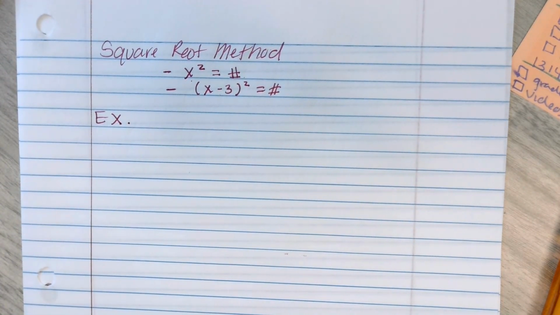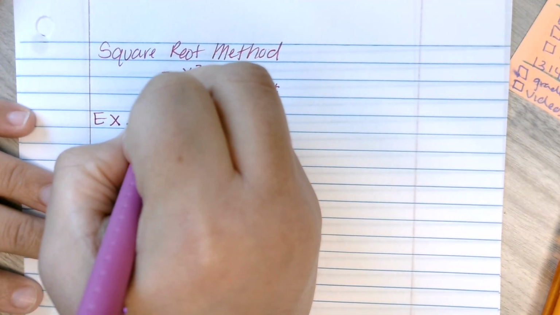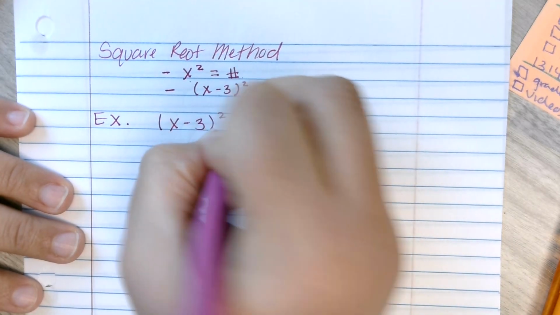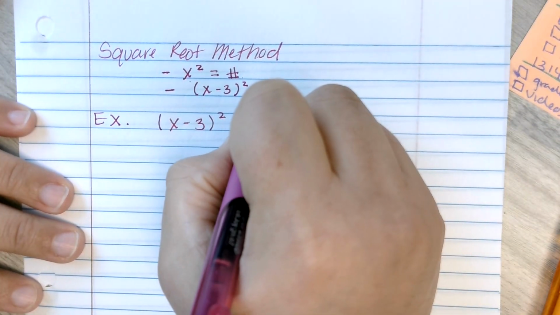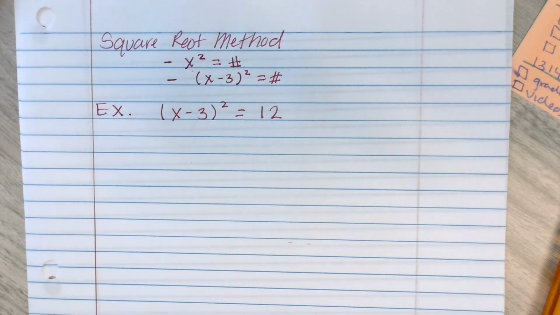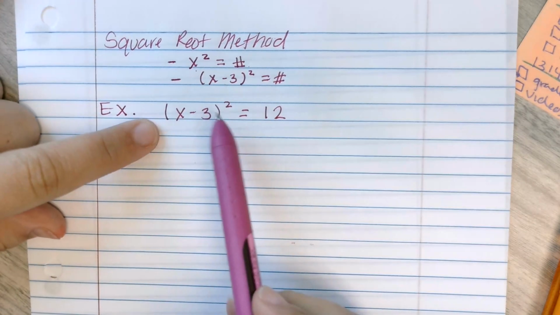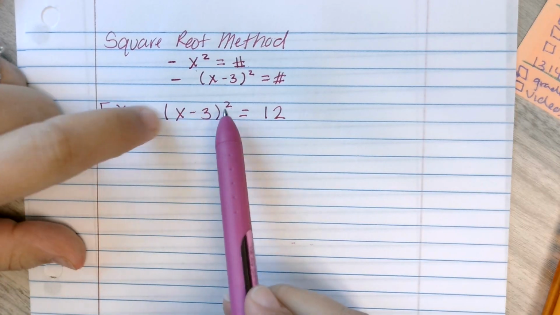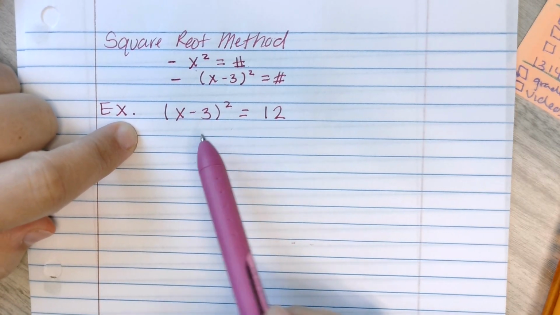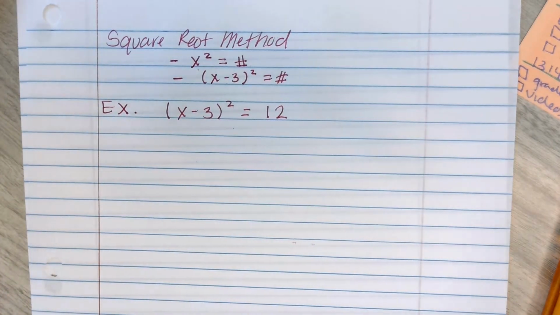So let's say, oh, well, I'm going to make one up, so it might not work out perfectly. Let's go with x minus 3 squared equals, let's make it crazy, 12. This isn't going to be pretty, but it's going to be fine. Notice that I have parentheses and I have a squared. If you factor this out, you can get a quadratic equation and then move this over and then solve using factoring. That's a lot. We don't want to do that.